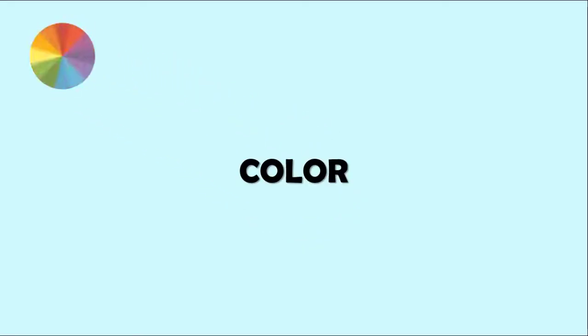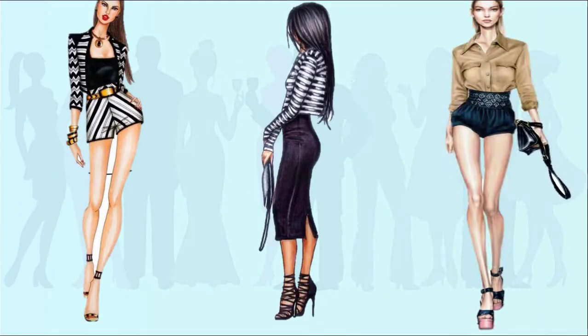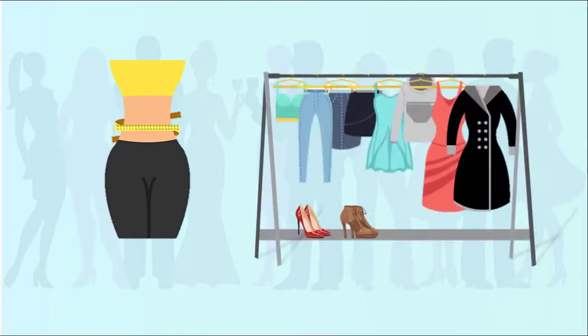And last is color. Color is the light that contains within itself all the sun's rays, and when it is broken into wavelengths of light, a sensation is produced upon the retina of the eye. How are colors used in clothes? Black, dark tones, or deeply grayed colors tend to make the figure appear smaller or slimmer than bright or light colors. A plain color makes the figure look slimmer than a combination of contrasting colors. Another way to use color is to keep in mind that if you have a very small figure, try to avoid wearing oversized designs in prints, plaids, or stripes, and contrast and accents should be done with care.